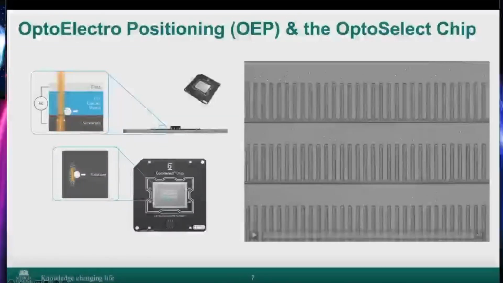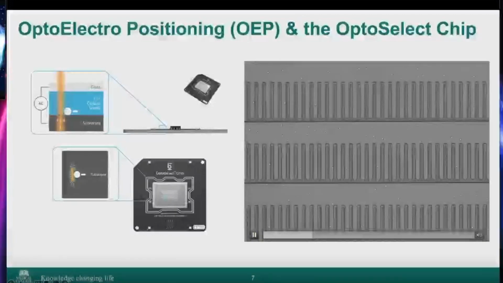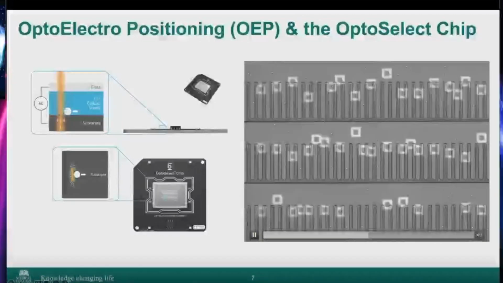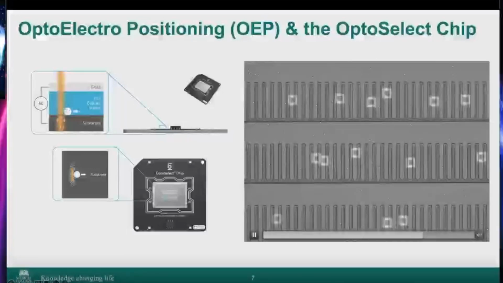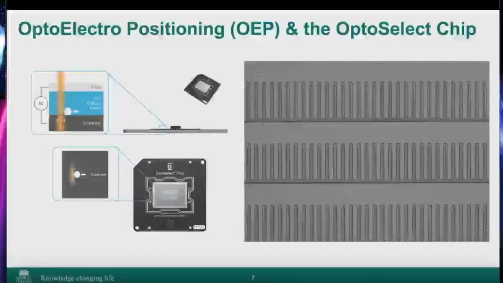Now, the way that it adds the cells into the pens is using this opto-electro positioning. And so it generates these light cages around your cells of interest based on whatever surface markers you're interested in interrogating. It adds these as single cells, and then you can do multiple rounds of this electro positioning in order to increase either the number of cells or the different parameters that you want to utilize in your assay.